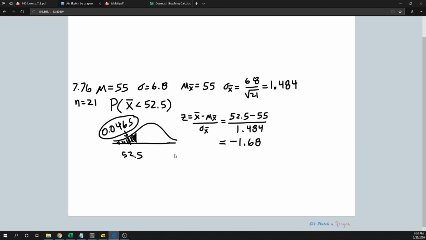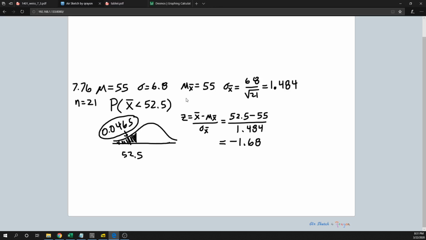Okay. And then the last bit about calculating are what assumptions did we make here? We did make the assumption that this distribution is approximately normal, right? Because the sample size, being 21, is lower than 30, right? So the central limit theorem really would not kick into place there. So we did make that assumption.